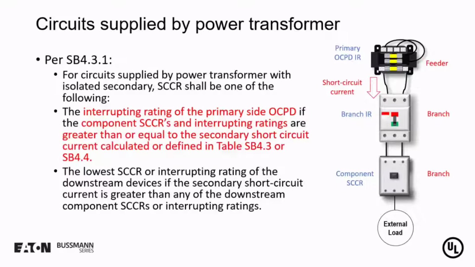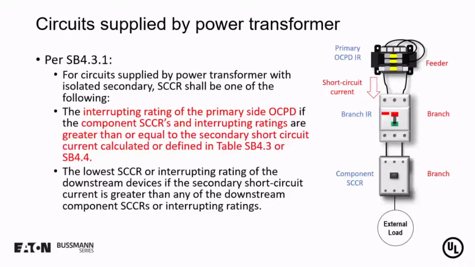So the objective here is to select a transformer that limits the current to a value less than the individual short circuit current ratings of the components in the branch. So then the lowest short circuit current rating or interrupting rating of any of the downstream devices is greater than the secondary short circuit current.